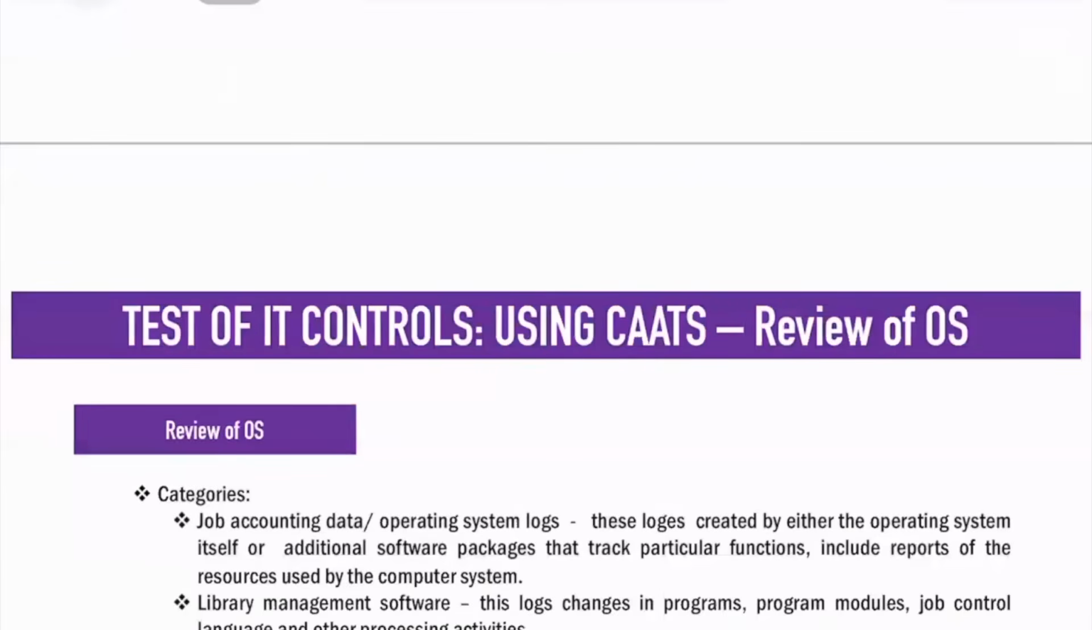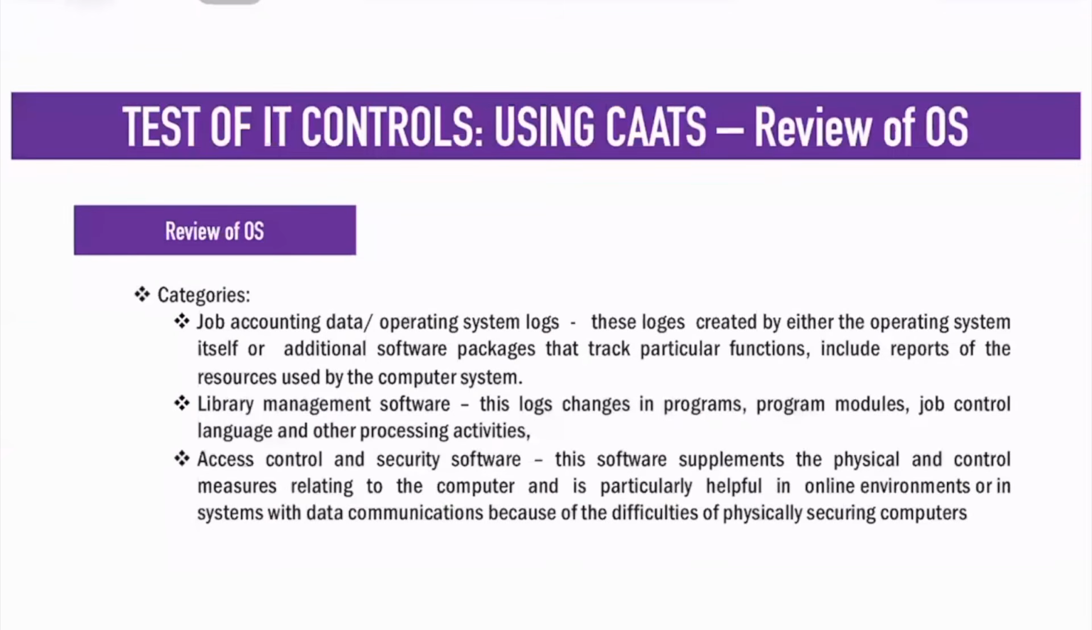Last type of CAATs, review of operating system. So in your review of operating system, what are the different tests of IT controls? You have your job accounting data or operating system logs. These are logs created by either the operating system or additional software packages to track particular functions. Normally, we call this one audit logs.